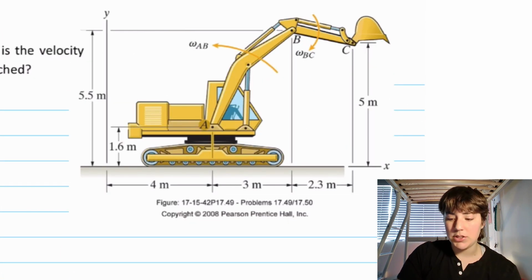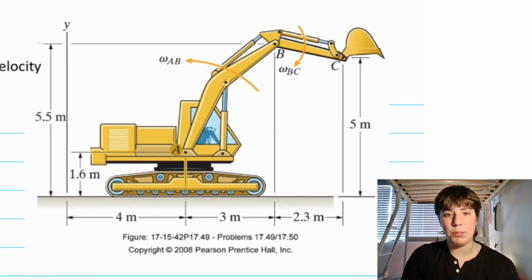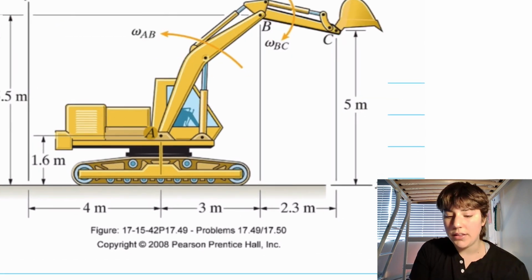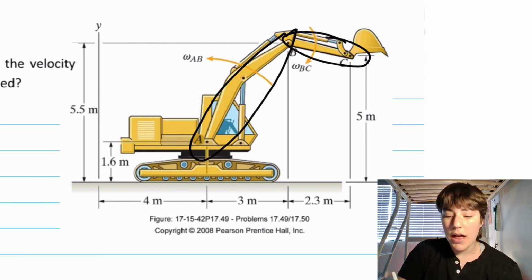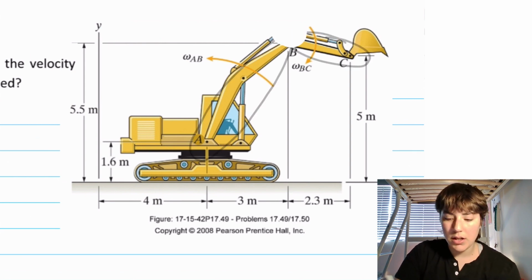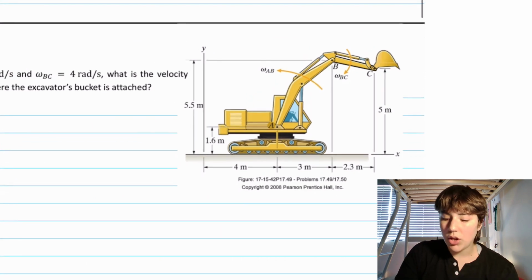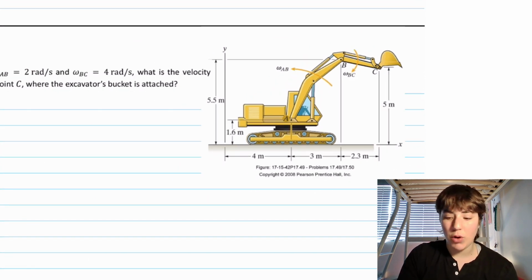Let's take a look at this image. So this looks kind of complicated, but really it's not that complicated. It's just two rigid bodies attached at a common point. So we've got this rigid body right here, and we've got this rigid body right here, and they both have B in common. So the point B will be key in solving this problem.